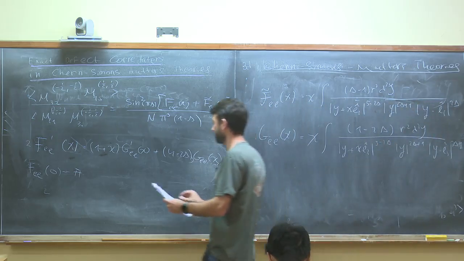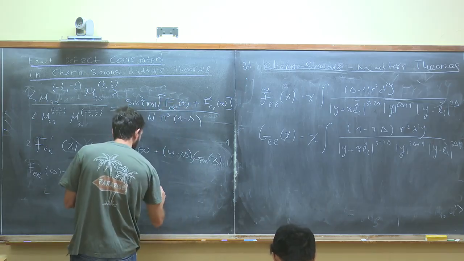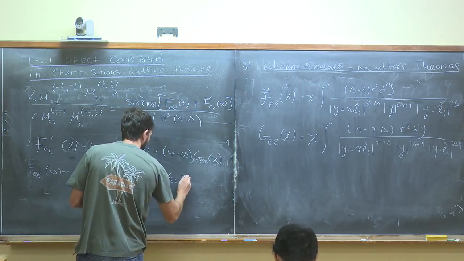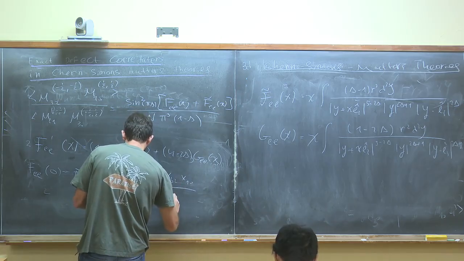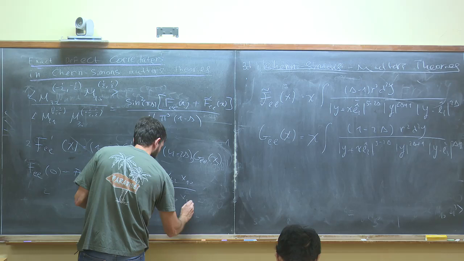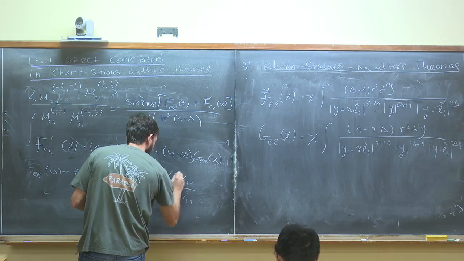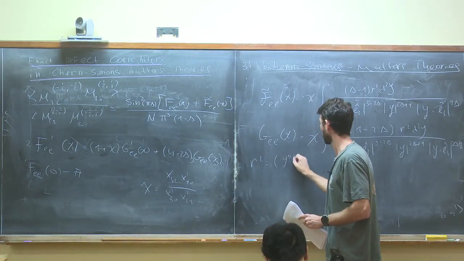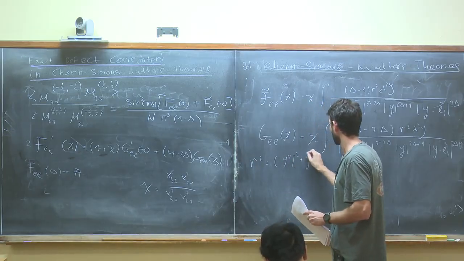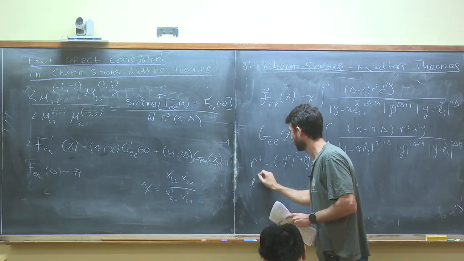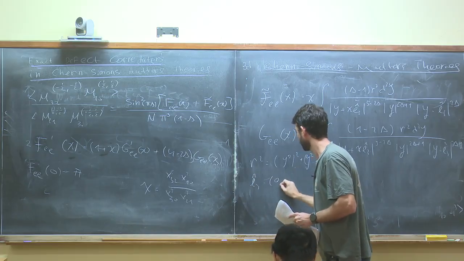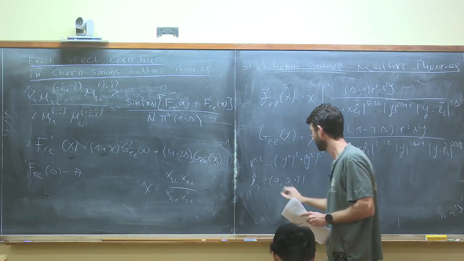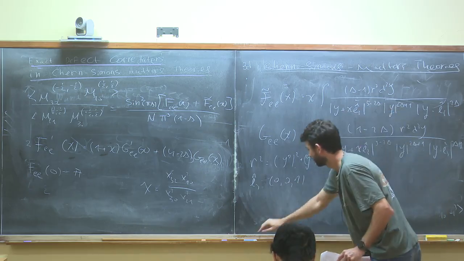Where, let me write you what is chi. Chi is x3, 2, x1, x3, 0, x2, 1. R squared is just y1 squared plus y2 squared, and e3 is just 0, 0, 1. Okay.